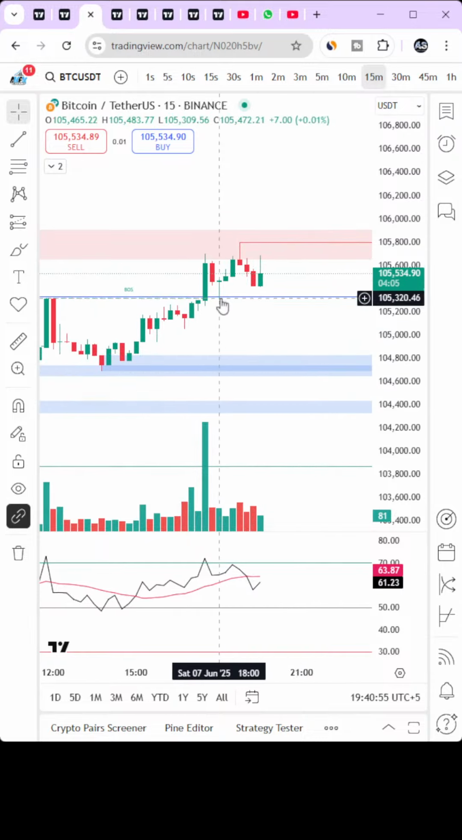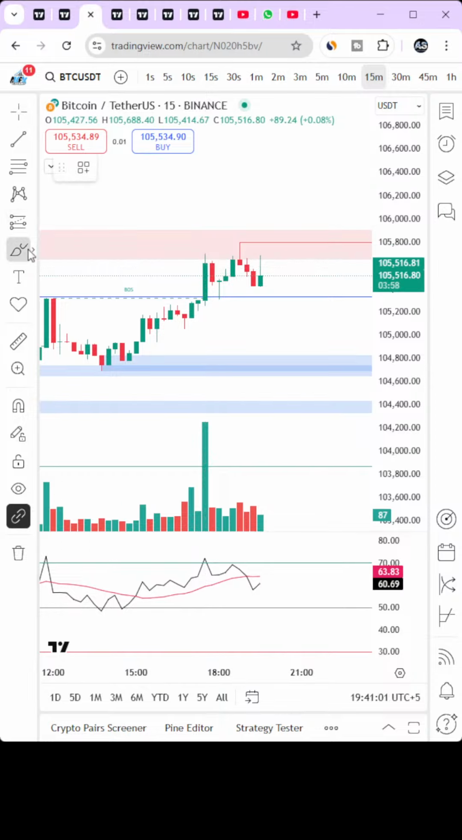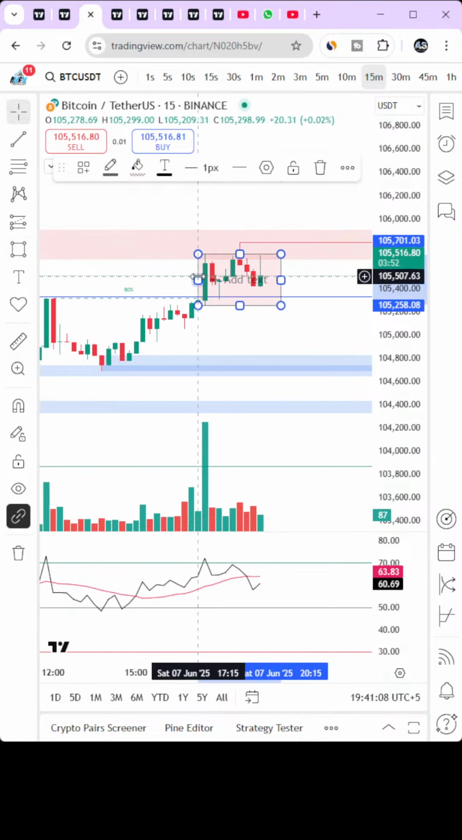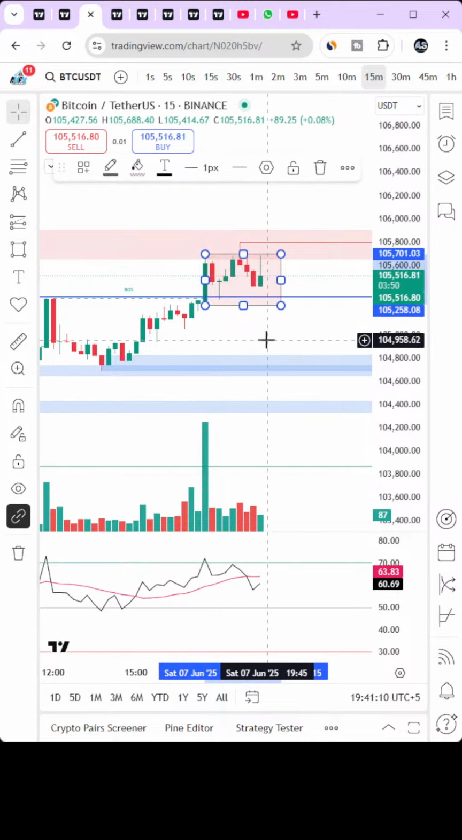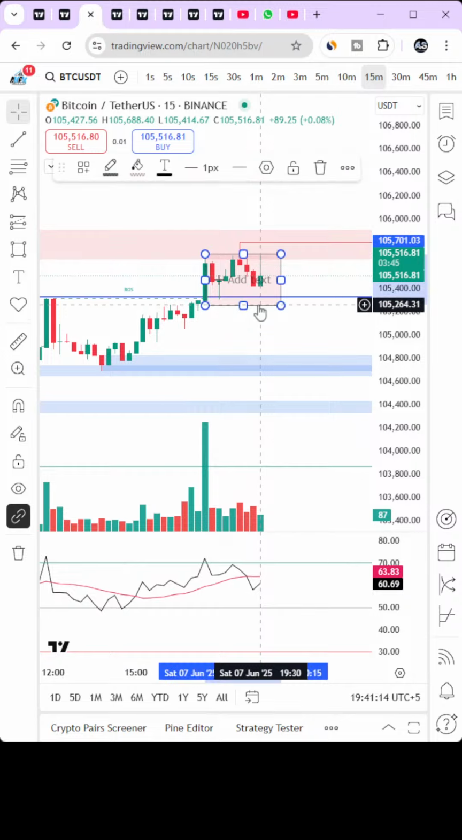Now I am showing you the power of this base candle. According to my candle closing technique, I am showing you the power of this base candle. This is the smart money candle. I have drawn a rectangle.